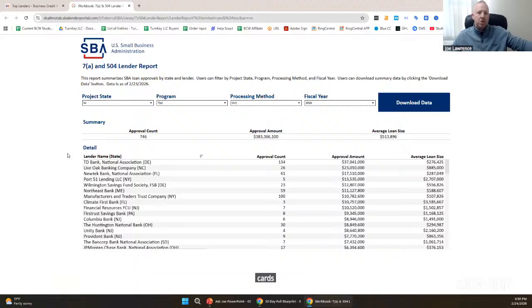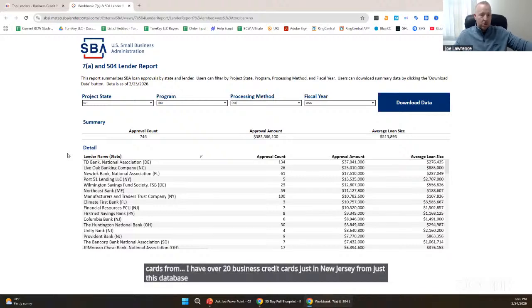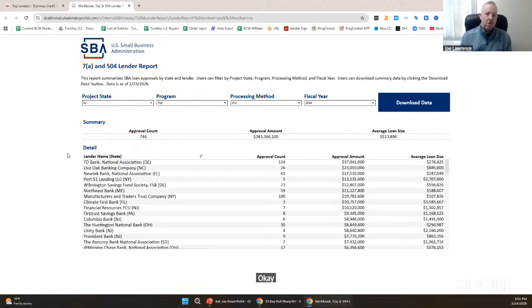I have over 20 business credit cards just in New Jersey from just this database alone, which means after you get the 3 to 4 business credit cards, like all the other business funding companies get you, we have another, like I wrote in that email last week, I got another 18 banks I could hook you guys up with. Okay. So I teach you how to do it.